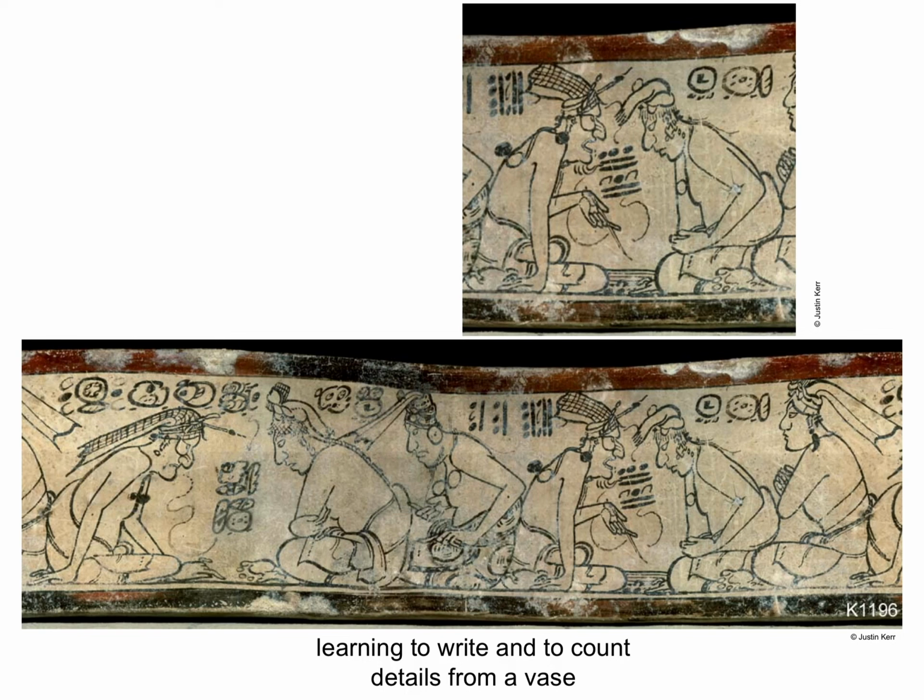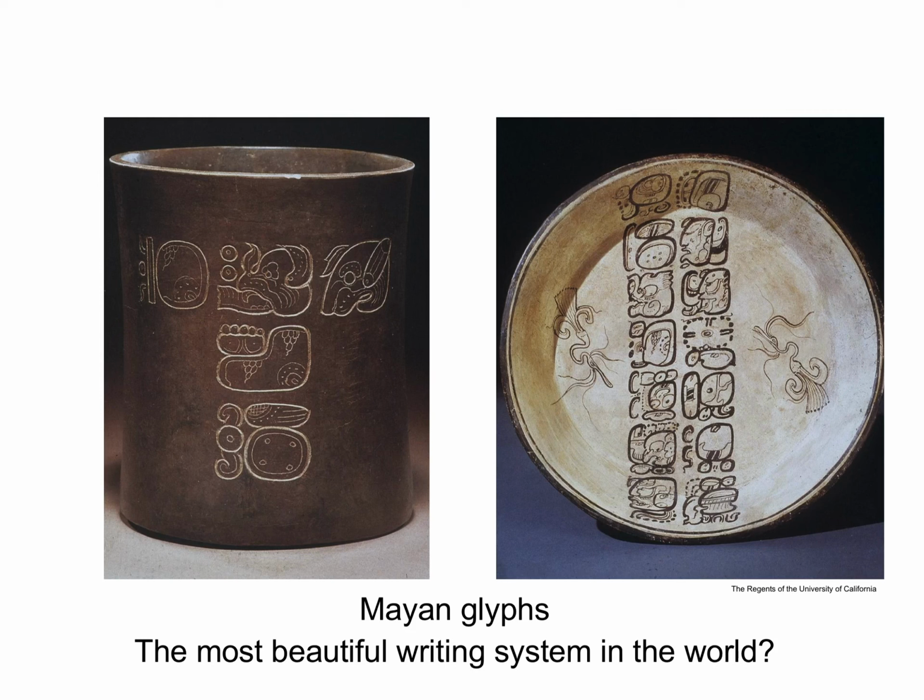This is an example of a Mayan pot that's been unrolled photographically, and it shows scenes of people learning to write and to count. Now, Mayan glyphs are, in my opinion, the most beautiful writing system in the world. I find them exquisitely elegant, sophisticated, and refined.